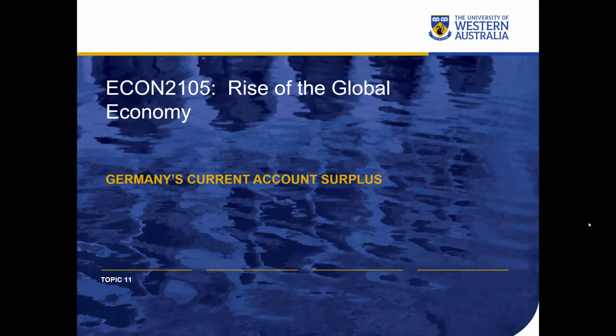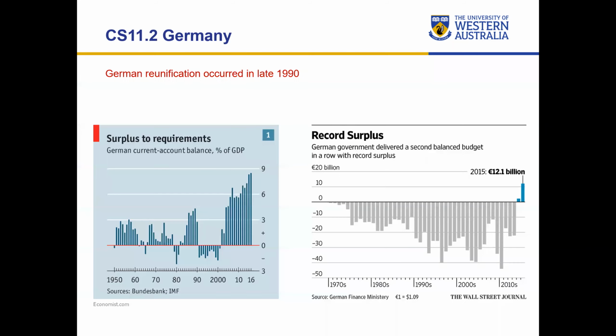In this case study, we're looking at Germany's current account balance. They've had a series of surpluses and deficits. So let's have a look at this first diagram. And I'm really going to start looking at this diagram from the 1980s onwards. So in the 1980s, Germany was running these very large current account surpluses.